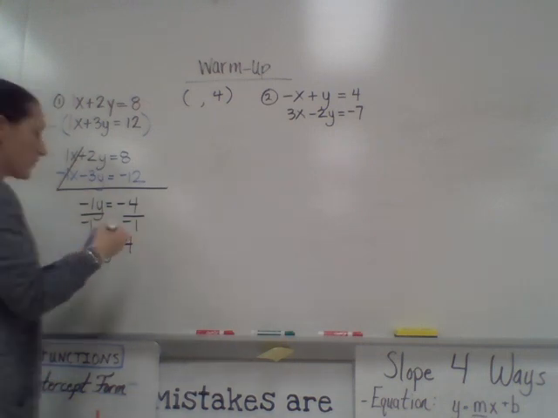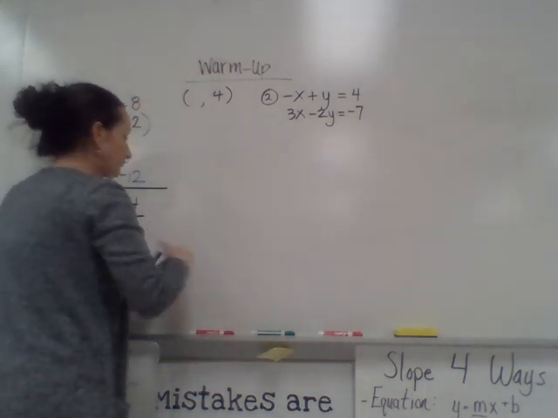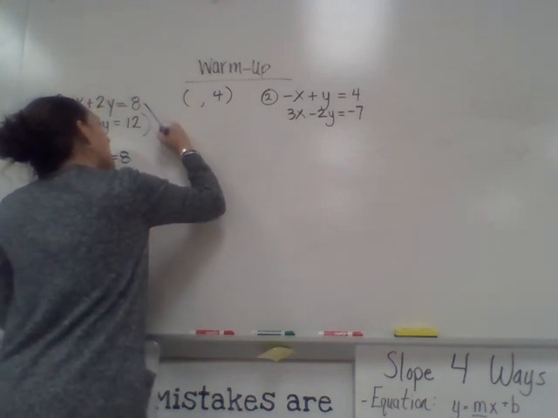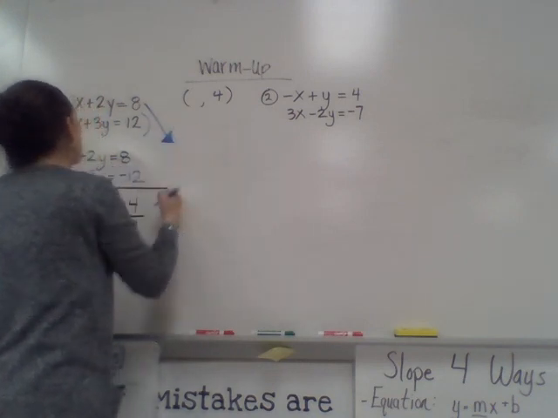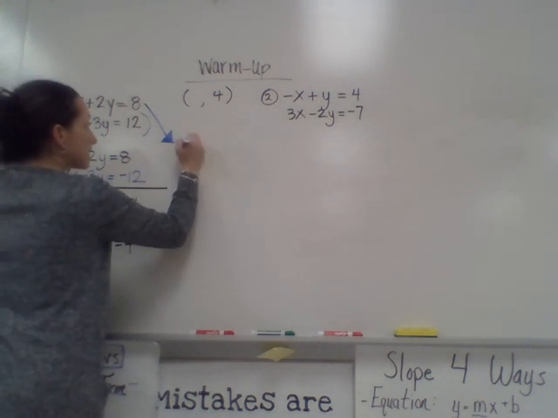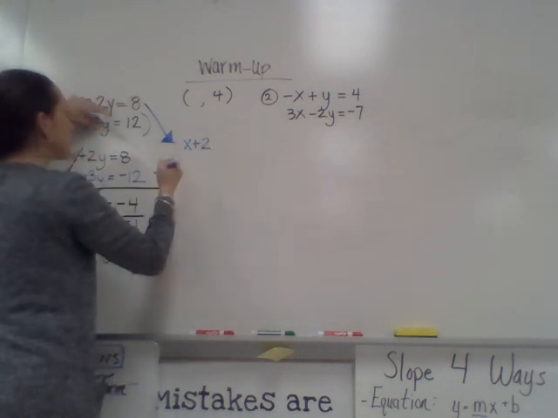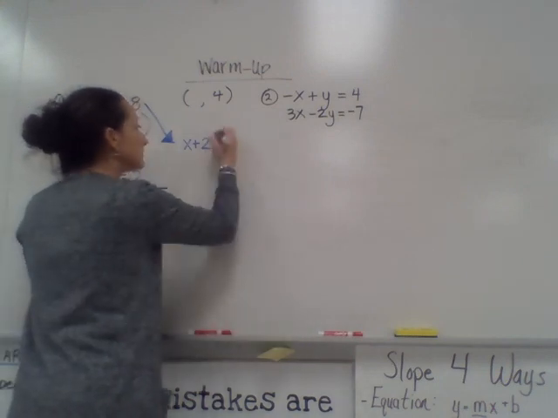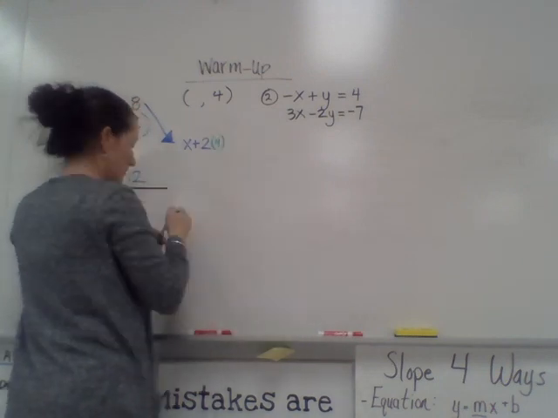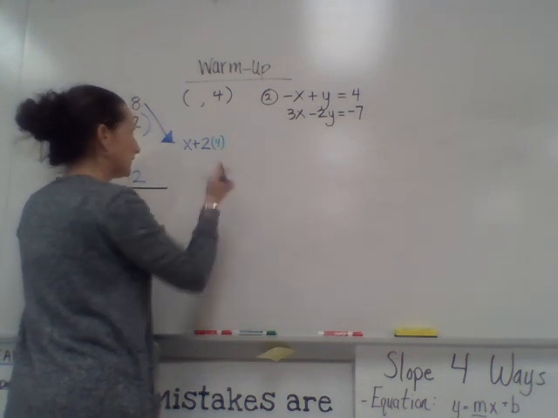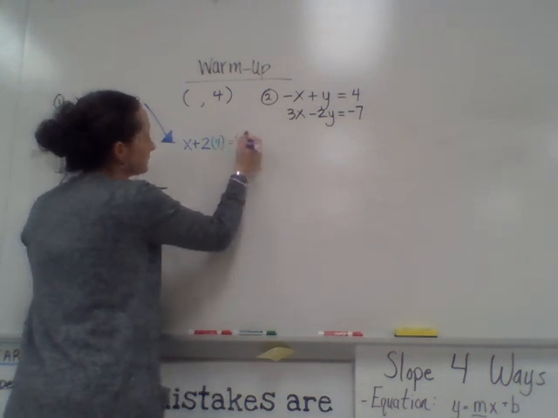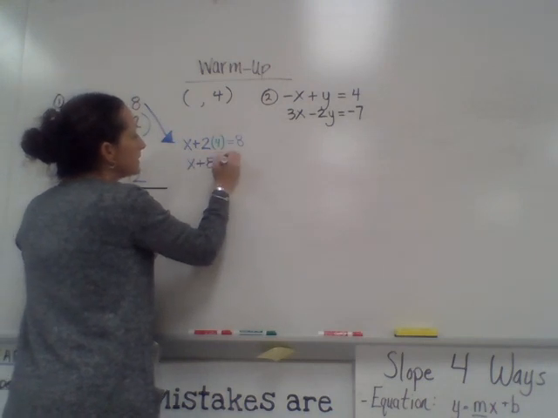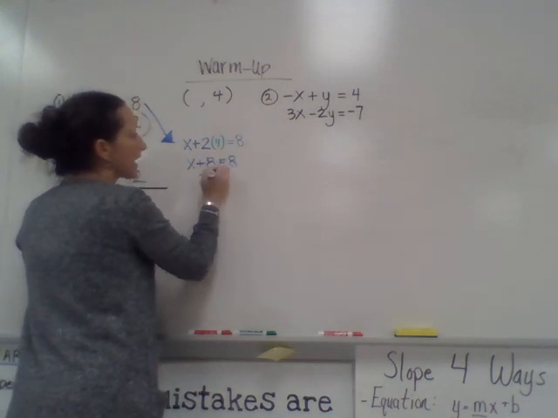So I'm going to take my first equation, and everywhere there's a y, I'm going to put a 4. So I'm going to have x plus 2 in place of y. I know that y is 4. Equals 8. 2 times 4 is 8. So x plus 8 is equal to 8. Subtract the 8.